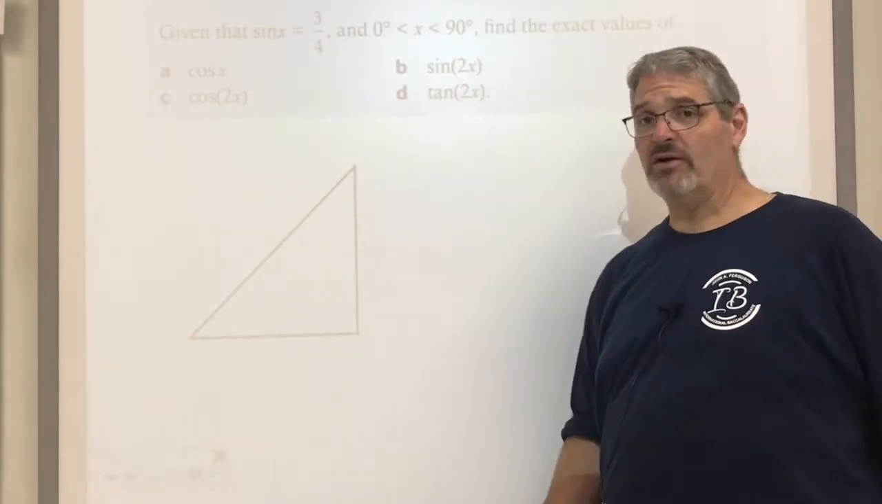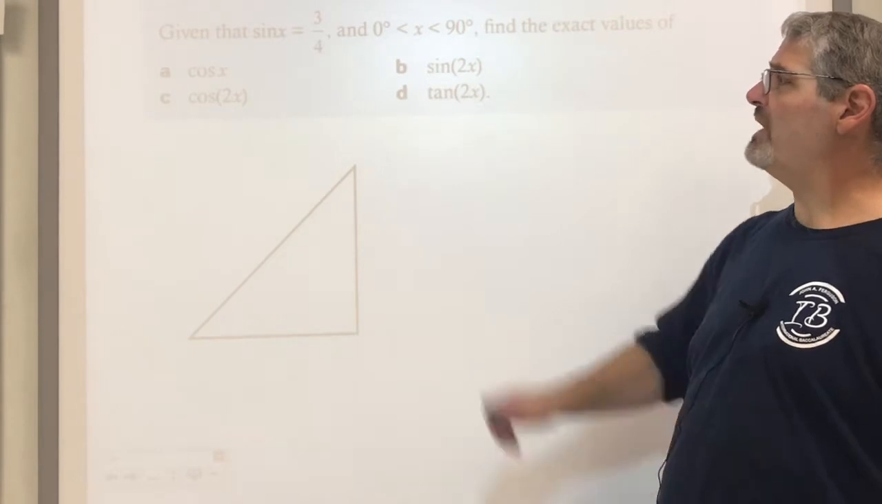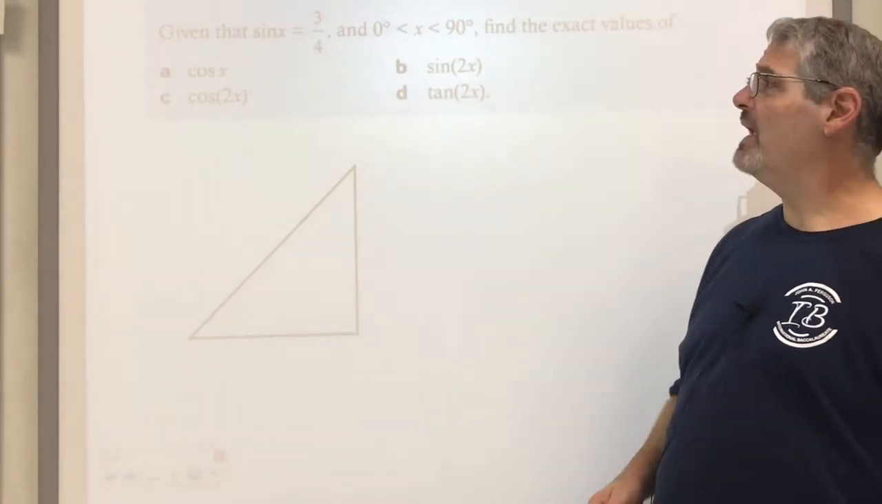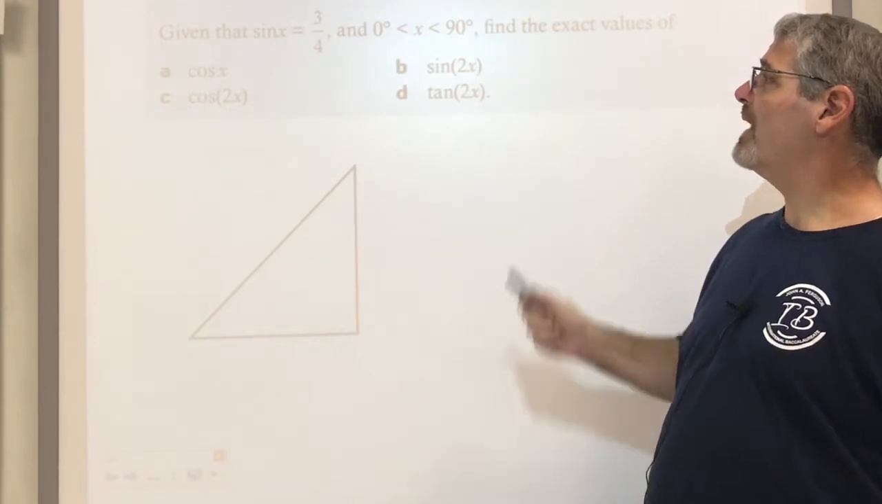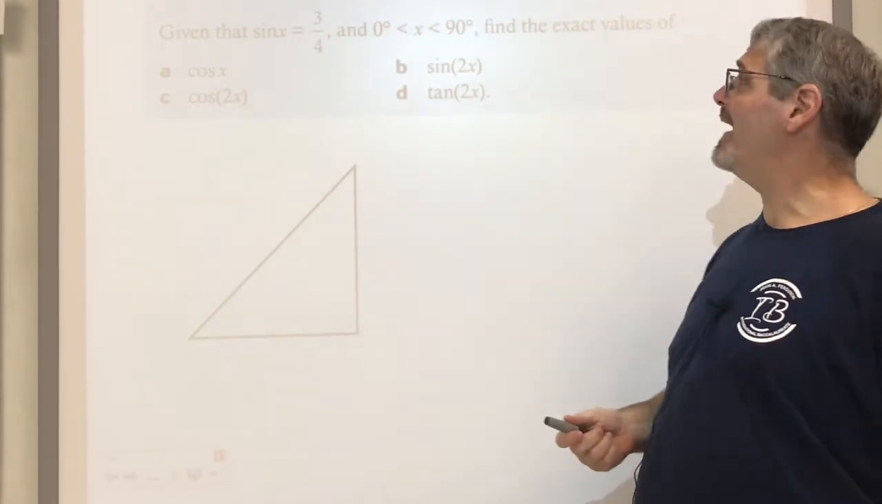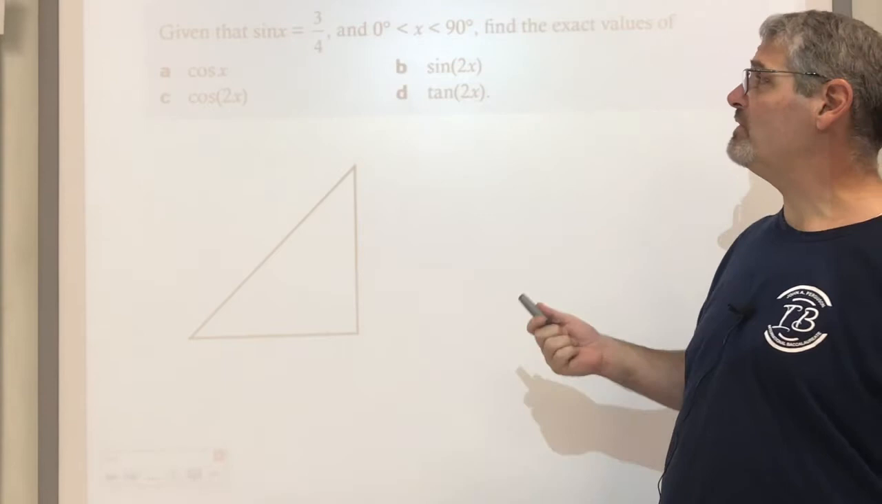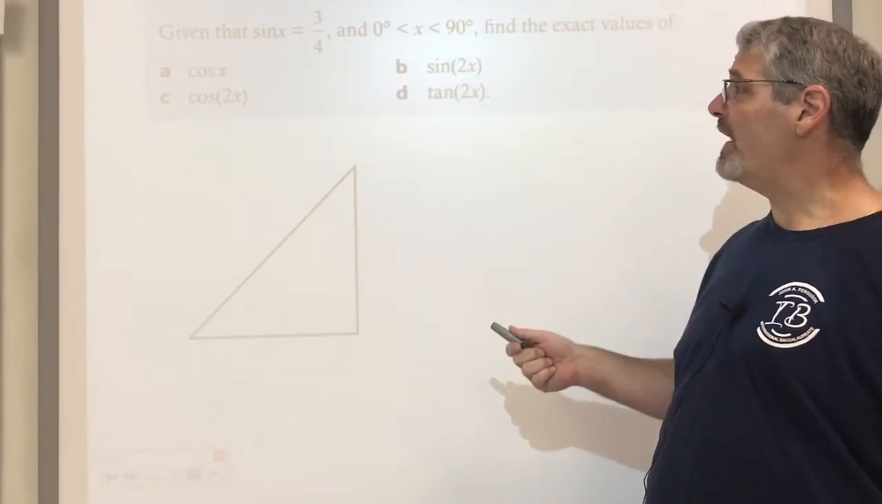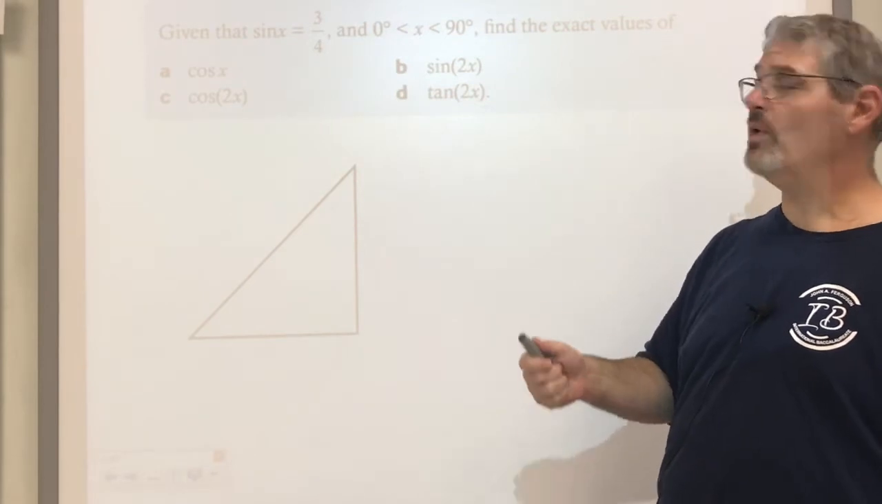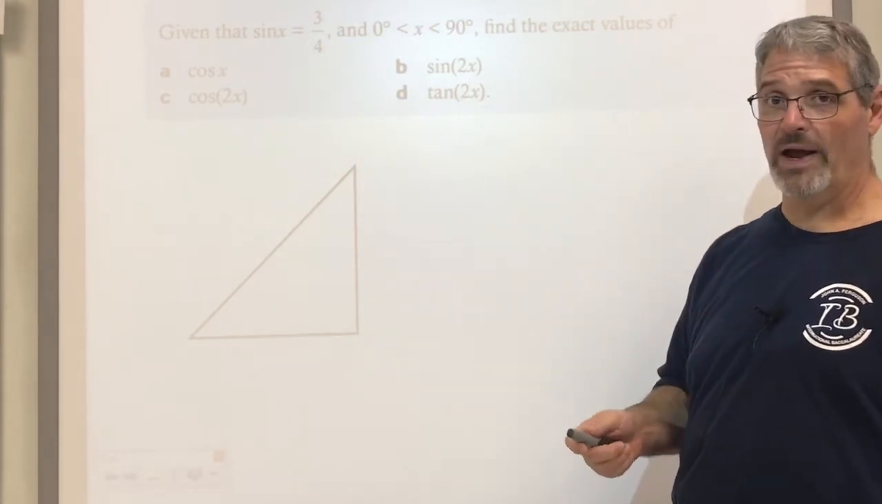Now, some of them are easier, some of them are a little harder, but let's take this problem for instance. It says the sine of x is equal to 3/4, and x is somewhere between 0 and 90 degrees. And they want you to find the exact value for the cosine of x, the sine of 2x, the cosine of 2x, and the tangent of 2x.